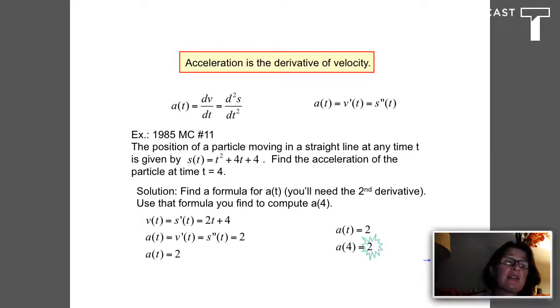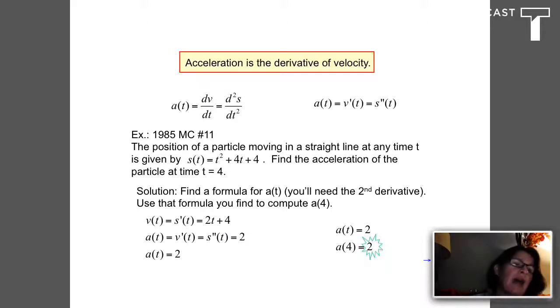I really want the acceleration, so I need the derivative of velocity. I'm going to find the derivative of velocity. It's going to be the second derivative of position. And it's just that 2, right? That was multiplying the 2t. So I have a formula now for acceleration. Acceleration at any time t just happens to equal 2. It's not always a constant, but it's a constant here.